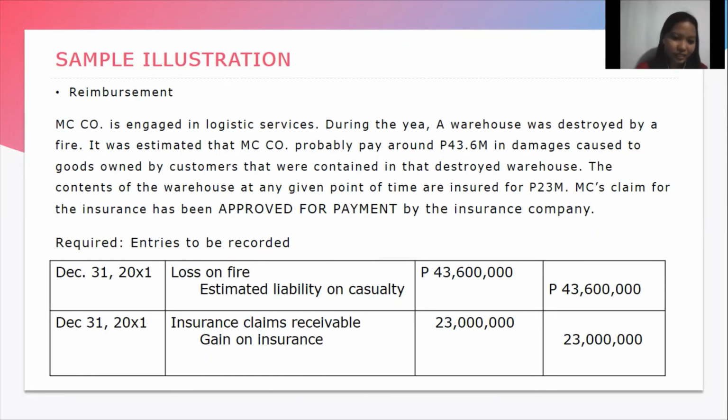Next is yung receivable, yung insurance. December 31, 20X1, debit insurance claims receivable and credit gain on insurance, 23 million pesos. Then sabi sa standard, virtually certain lang daw yung i-recognize when it comes to reimbursement. But since dito sa illustration, ang sabi niya, approved for payment na makakatanggap tayo from that insurance company. So, meron na tayong i-recognize na insurance claims receivable.